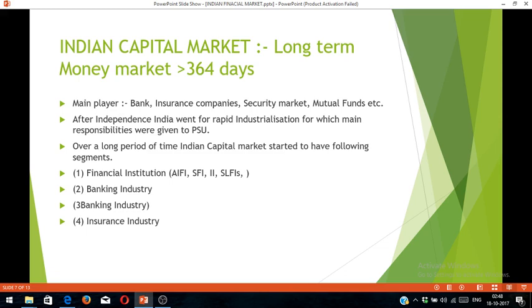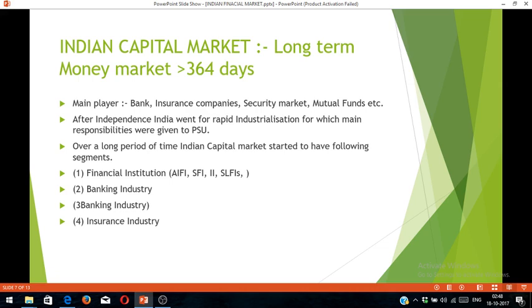Why does this concept of the Indian capital market arise? Because after independence, India went under rapid industrialization. Before independence, the total economy of India was dependent upon agriculture only. More than 90% of the population was dependent only upon agriculture. Just after independence, the government made some economic policy and some economic reforms, and they started focusing on industrialization. So there was rapid industrialization between 1950 and 1960.